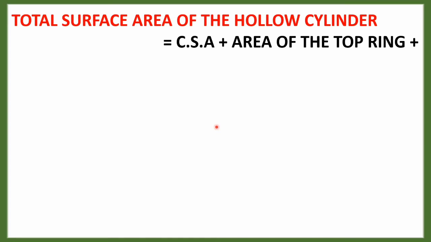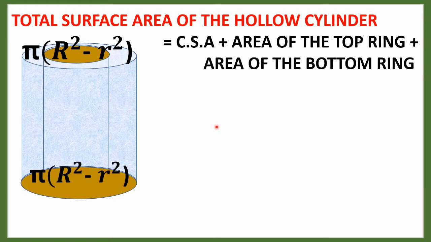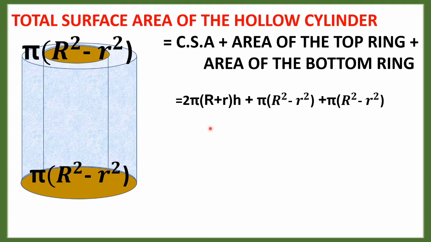Total surface area of the hollow cylinder equals curved surface area plus area of the top ring. What is the area of the top ring? Pi (capital R square minus small r square). Then area of the bottom ring, that is also the same. See here, the area of the top ring and bottom ring are like terms. So just add these two terms. We get 2 pi (R plus r) h plus 2 pi (capital R square minus small r square).